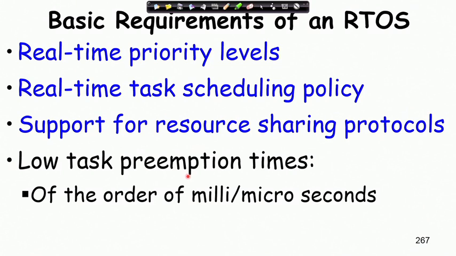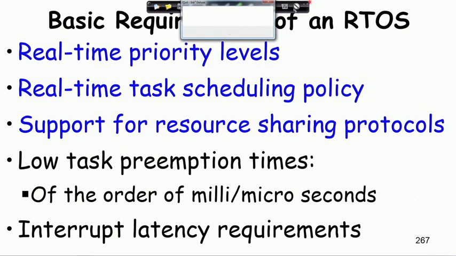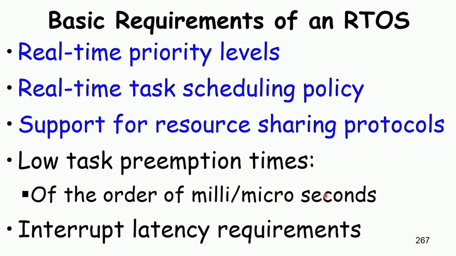Low task preemption times, of the order of milli or microseconds. When a high priority task becomes ready, the low priority task that is executing must be preempted, and this preemption time is of the order of milli or microseconds. Then the interrupt latency requirements. Once an interrupt occurs, it must be recognized and the interrupt servicing must occur within some bounded small time.